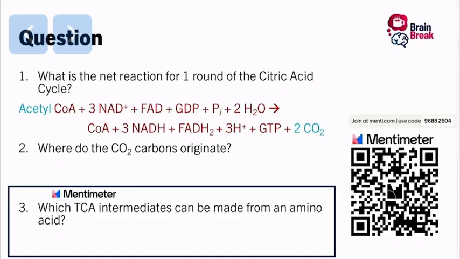If you were to put this all together, you would have 1 acetyl-CoA plus 3 NAD+, plus an FAD, plus a GDP and a phosphate that will eventually become GTP, plus those 2 water molecules, which gives a net output of coenzyme A. We need to break acetyl-CoA apart to generate those 2 carbon dioxides. And we are left with that coenzyme A, 3 NADH, 1 FADH2, 3 protons, and then our GTP as well. So where does the carbon dioxide originate?